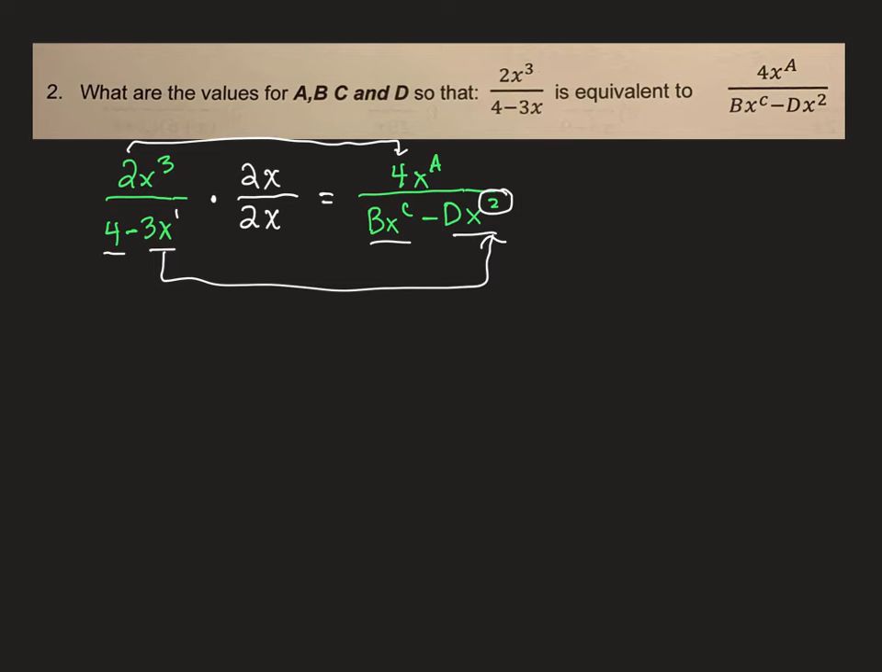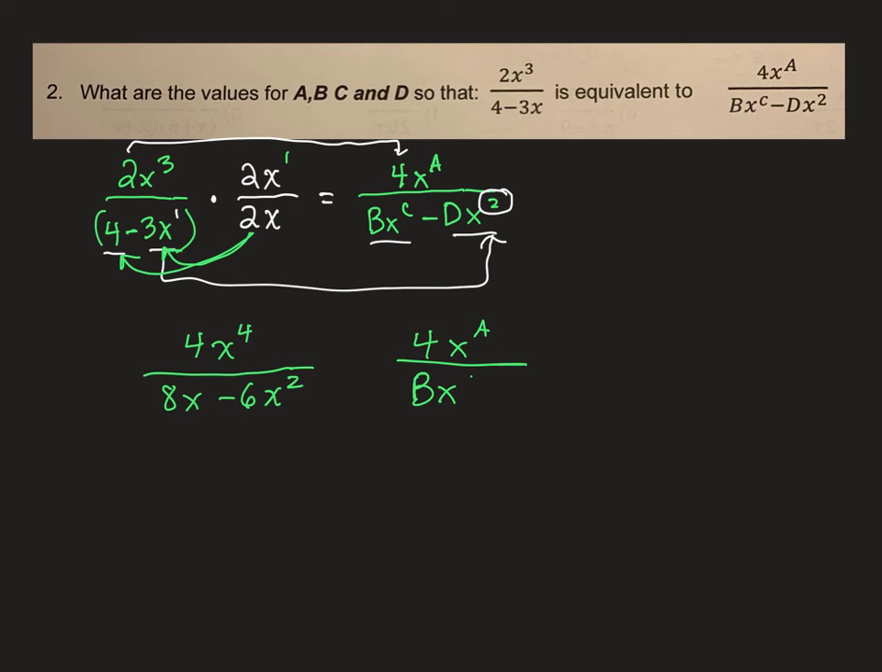So if we multiply the numerator by 2x, we would get 2 times 2, so 4. x cubed times x is going to be, you add the exponents, so x to the 4 over top of, and on the bottom, we're going to have to distribute that 2x to each term inside that was on the original denominator. So 2x times 4 is going to be 8x, and 2x times negative 3x would be negative 6x squared. Okay, now let's compare that to the version that they have.